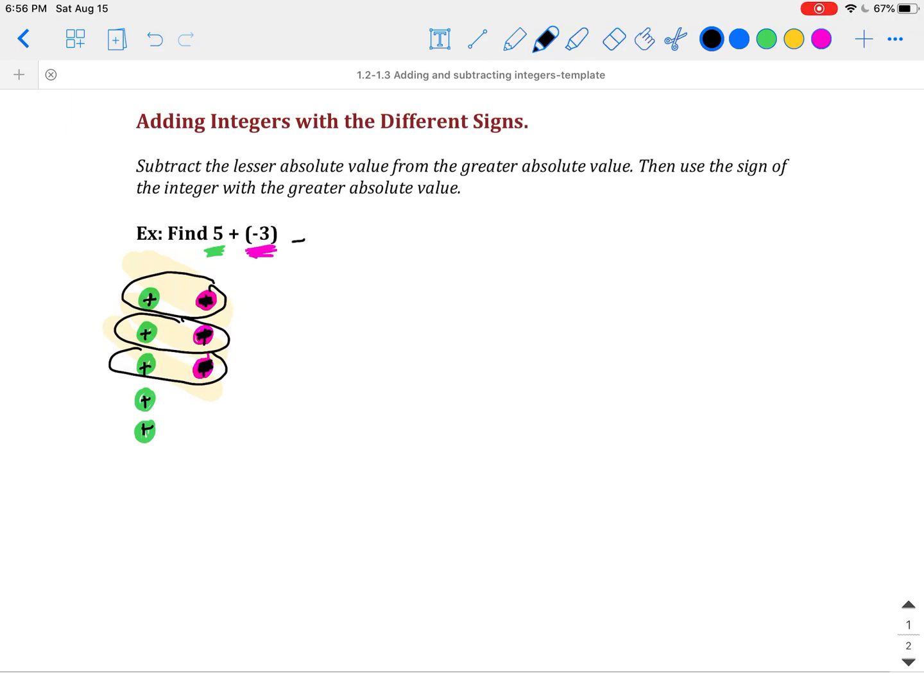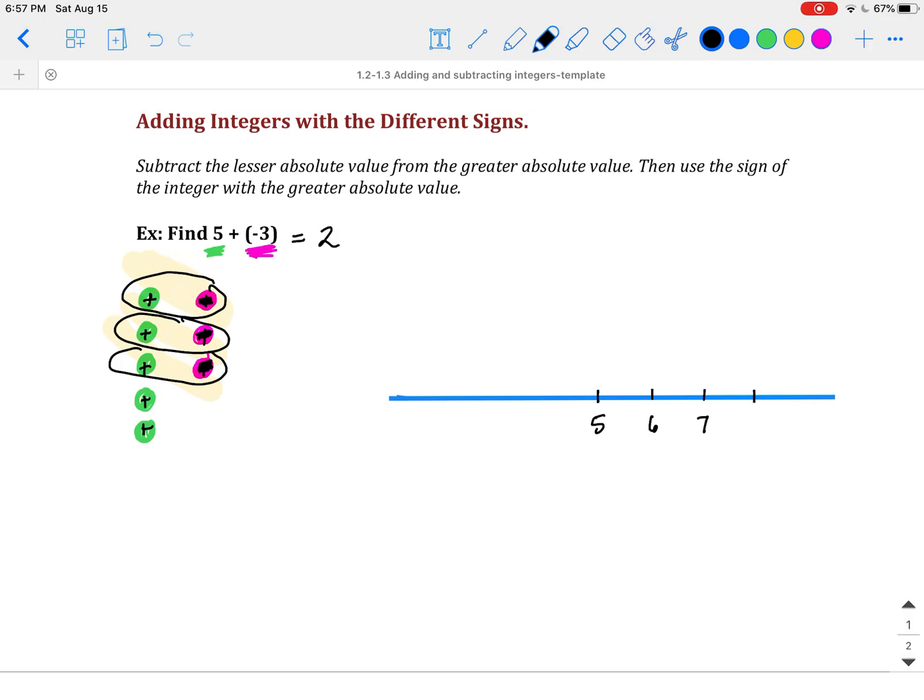And so what we are left with is positive 2. So this equals 2, correct? All right, don't you believe me just yet. We are going to use a number line as well to also show a different way of finding the solution there. All right, so we are starting off at 5.